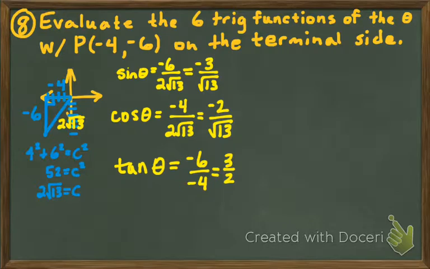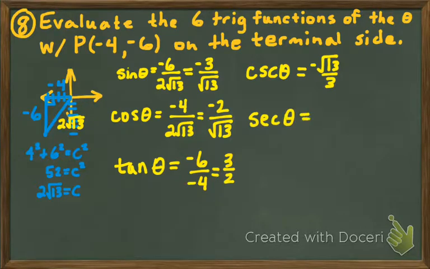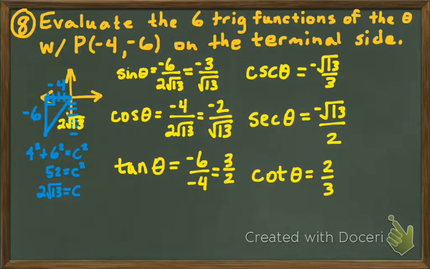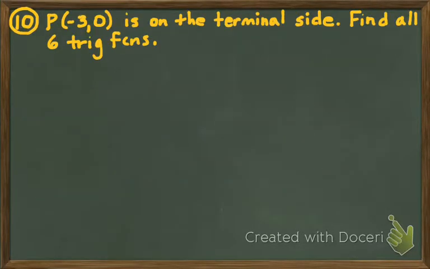So then we're going to get the reciprocals, which we just get directly from our first 3 answers. The reciprocal of sine is cosecant, and the cosecant of theta is going to be negative square root of 13 over 3. If sine is negative, so will cosecant be. Then our secant of theta, which is the reciprocal of cosine, will be negative as well because our cosine is. So it's negative square root of 13 over 2. And then our cotangent, which is the reciprocal of tangent, will be positive because its reciprocal was positive. And that's number 8.